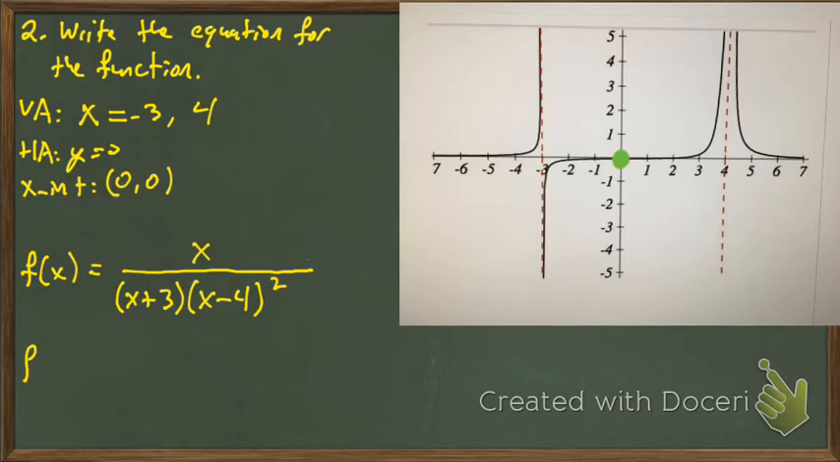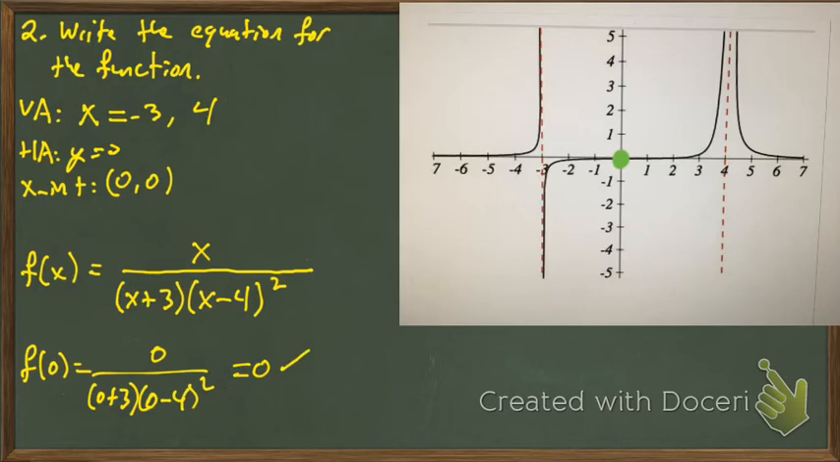Now the degree of the top is 1, the degree of the bottom is 3, so that is bottom heavy. So that gives us that horizontal asymptote of 0. That looks good. And then we can go ahead and check the y-intercept, which is also the x-intercept that goes through the origin. And so that gives us 0. So that looks good there.